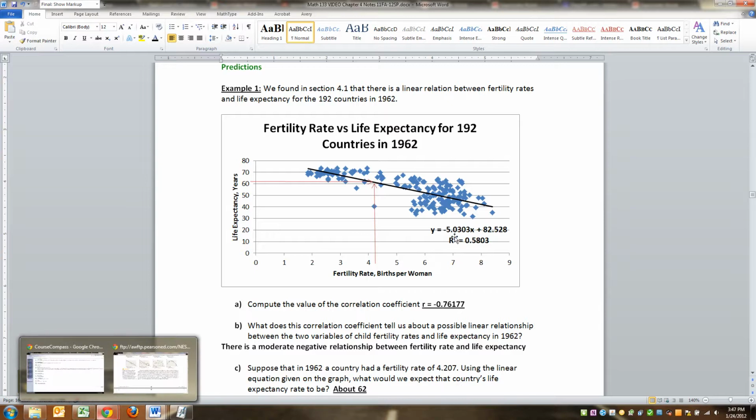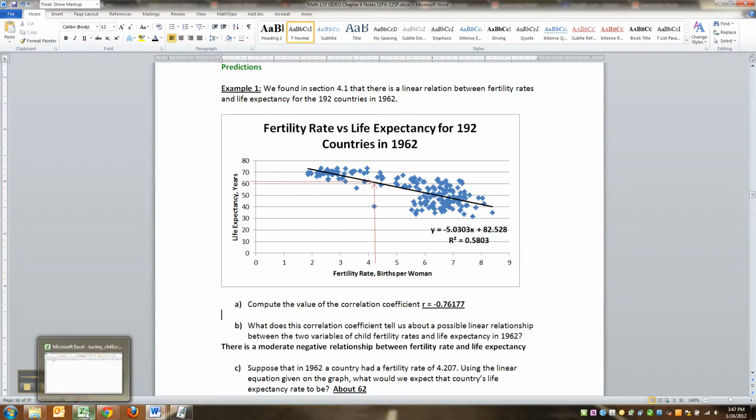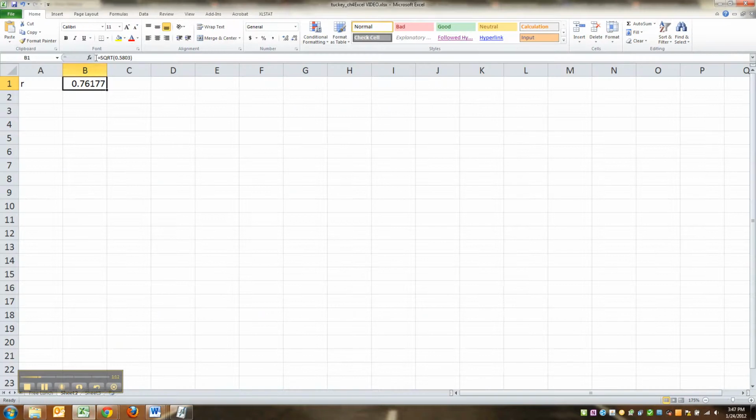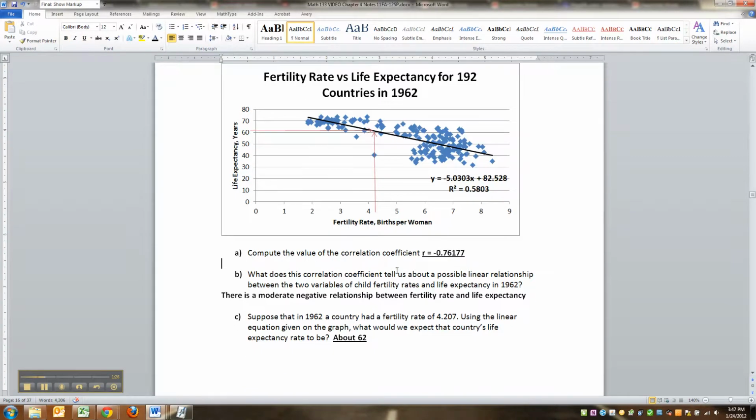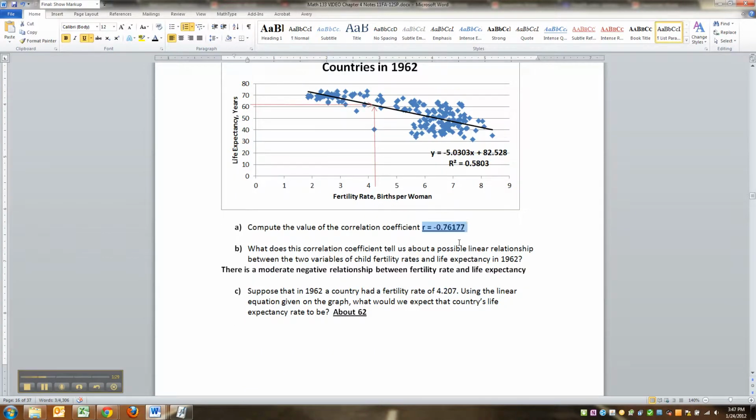What you do is you can see that in the graph, see how it says R squared is 0.5803? Well, that means you can take the square root of 0.5803, enter, and you get R, well, the absolute value of R. And then when you look at the graph, you can see, oh, it's going downwards, so it's got a negative R value. Now what does that value tell us? Since it's negative 0.76177, what does that correlation coefficient tell us about the relationship between these two variables? Namely, that there is a moderate negative relationship between fertility rate and life expectancy.